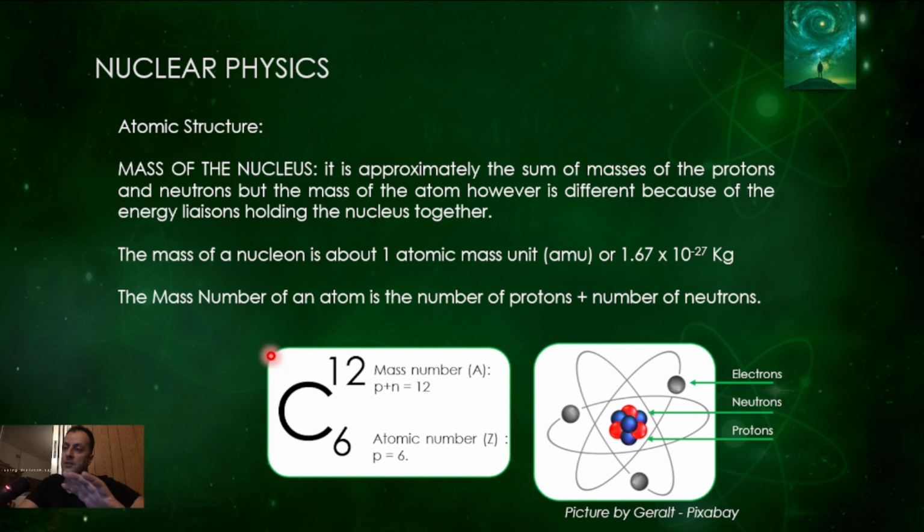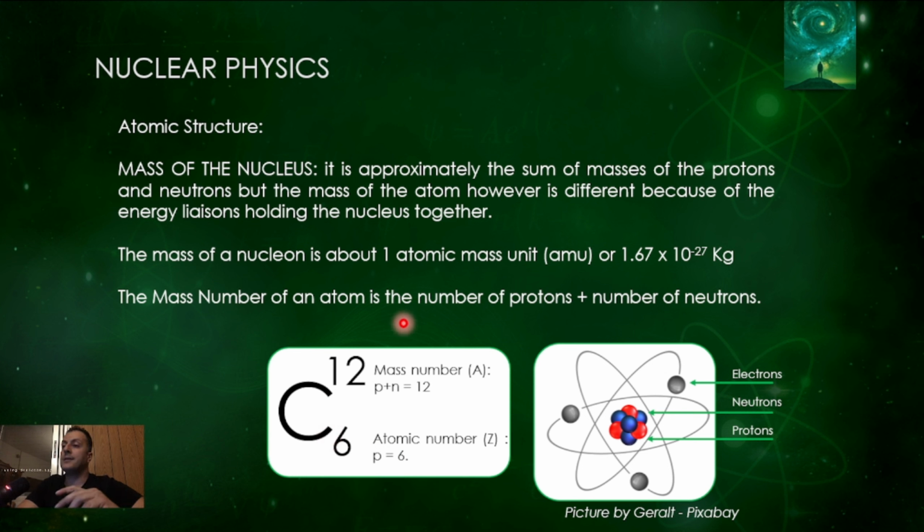You see, for instance, the carbon C-12. What does it have? The lower number is always the number of protons, which is also designated by the atomic number Z, where P equals 6, P being the protons. And this is the unique identifier of carbon. So any carbon element should always have the same atomic number Z.